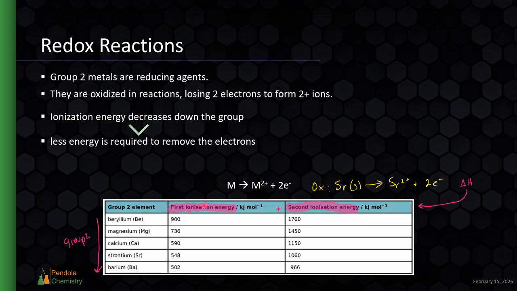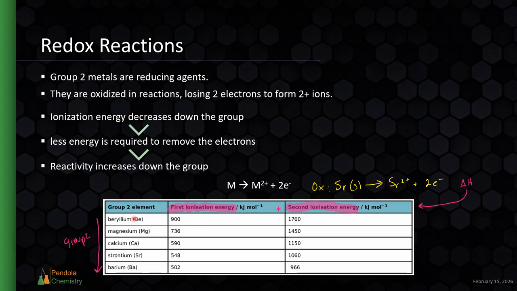So as the ionization energy decreases down the group, then less energy is required to remove the electrons from the group 2 elements, and the reactivity down the group is going to increase. These elements get more reactive as we go down the group because it takes less energy to remove the electrons, because the ionization energy goes down. And now, why does the ionization energy go down? We spoke about this in 11.1. It's because of the size and shielding.